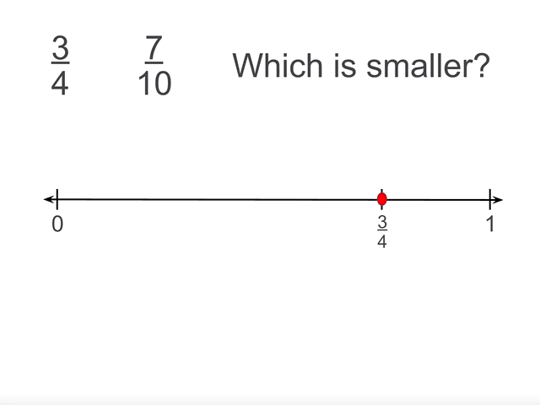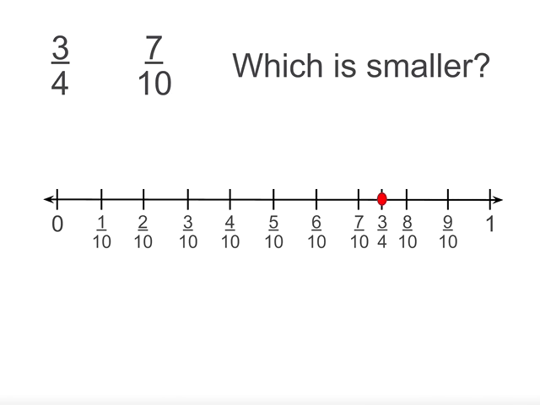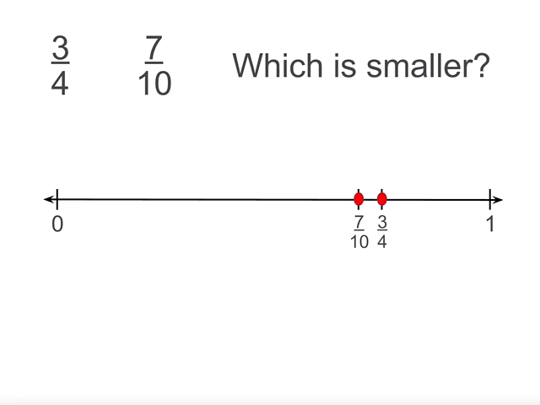Next, for tenths, we divide the number line into 10 equal parts. Label our tenths and select 7/10. We can see 7/10 is smaller than 3/4.